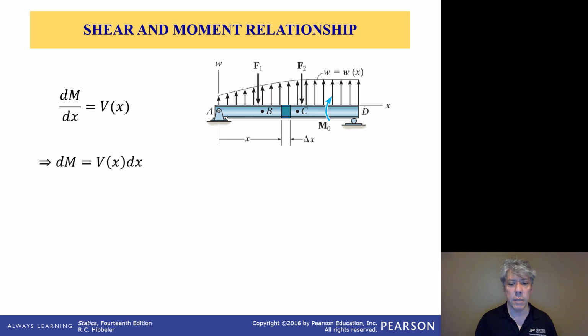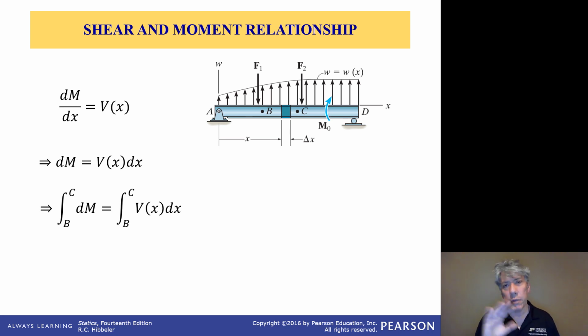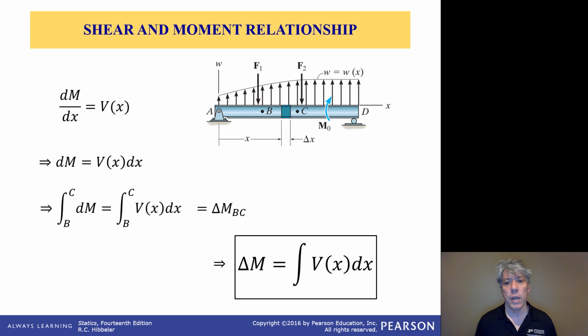We're going to separate out the variables so that we can integrate them. Notice the shear is just a function of position along the length of the beam. So everything on the right-hand side of the equation is a function of x. Everything on the left-hand side of the equation is a function of moment. In fact, it's just the differential moment. And when you integrate the differential of a variable, you simply get the change in that variable back. So if we were to integrate from point B to point C, it would give us the change in the moment from point B all the way over to point C. It wouldn't tell us the magnitude of the moment, but it would tell us how much the moment changes from B to C. And so the really important relationship here is that the change in the moment between 2 points is the integral of the shear.